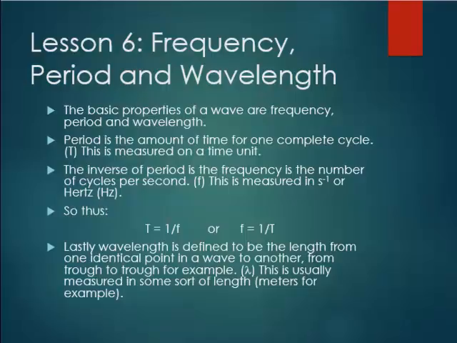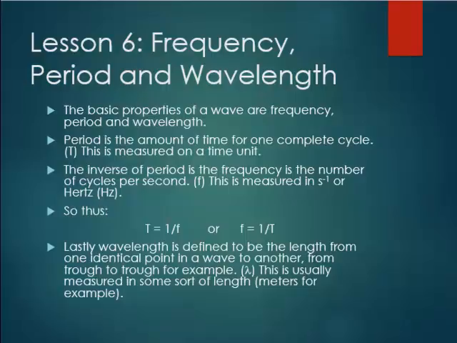Our first concept we start with is frequency, period, and wavelength. So some of the basic properties of waves are, as mentioned, frequency, period, and wavelength. Period is the amount of time for one complete cycle, usually denoted by a capital T in your text, and measured with a time unit, usually seconds. The inverse of this is called the frequency, and is the number of cycles per second. That's denoted usually by a small f and is measured in inverse seconds or hertz.